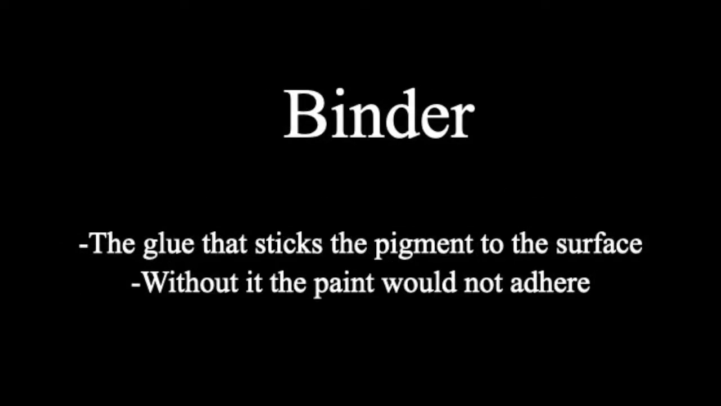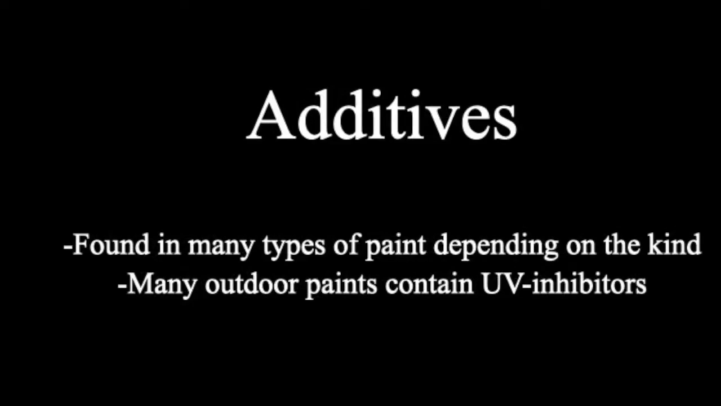Binder, the glue that sticks the pigment to the surface. Without it, the paint would not adhere. Additives, found in many types of paint depending on the kind. Many outdoor paints contain UV inhibitors.